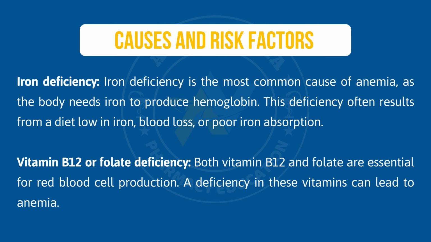Causes and risk factors. Iron deficiency. Iron deficiency is the most common cause of anemia, as the body needs iron to produce hemoglobin. This deficiency often results from a diet low in iron, blood loss, or poor iron absorption. Vitamin B12 or folate deficiency. Both vitamin B12 and folate are essential for red blood cell production. A deficiency in these vitamins can lead to anemia.